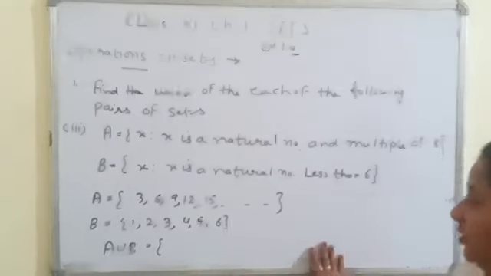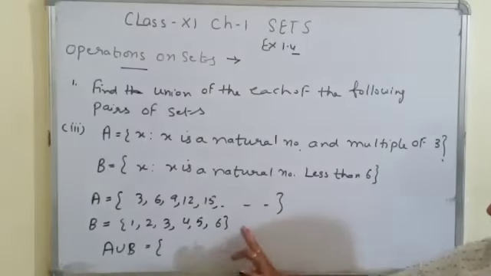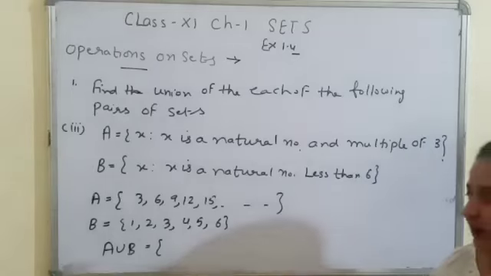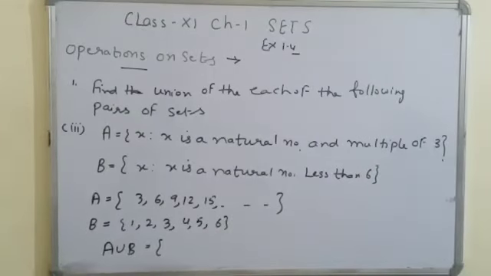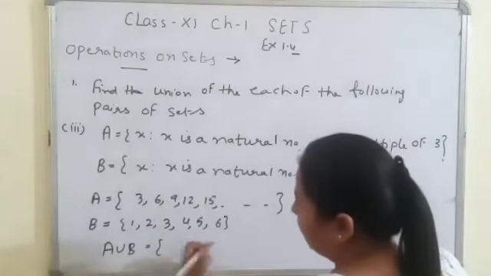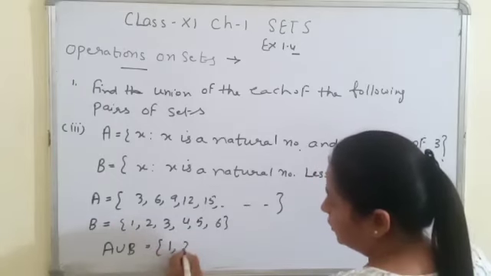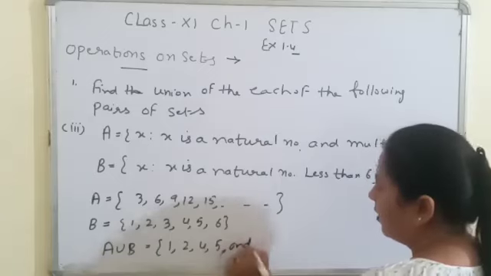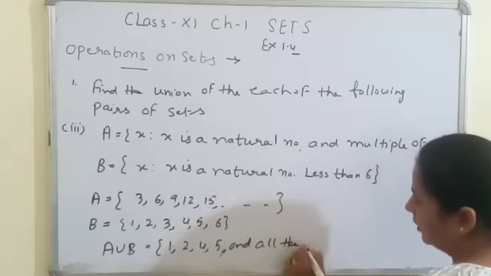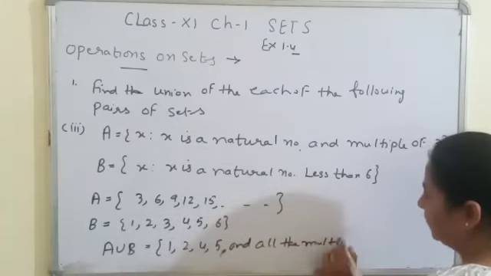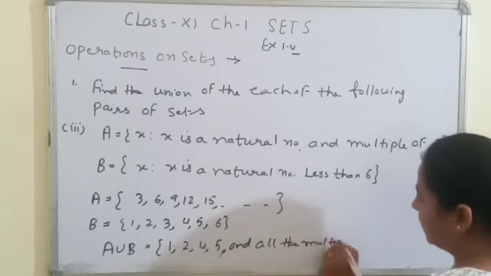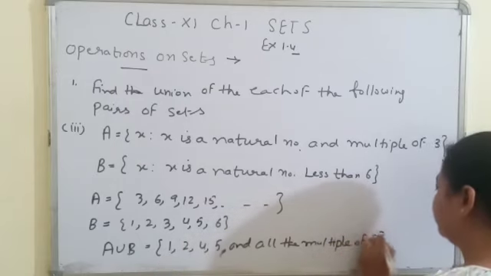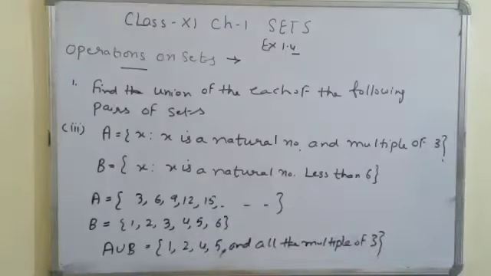Yes, you can see here set A is an infinite set and set B is a finite set, and we have to find the union of these two sets. So, write down the elements 1, 2, 4, 5 and all the multiples of 3. This is the union of these two sets.